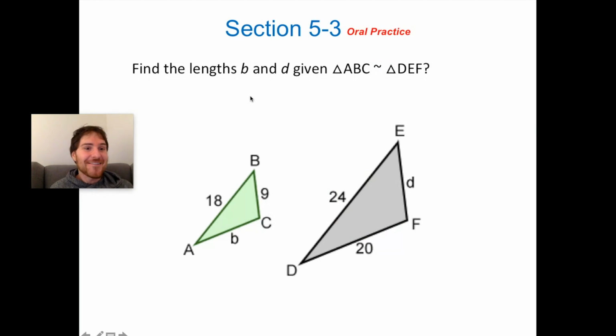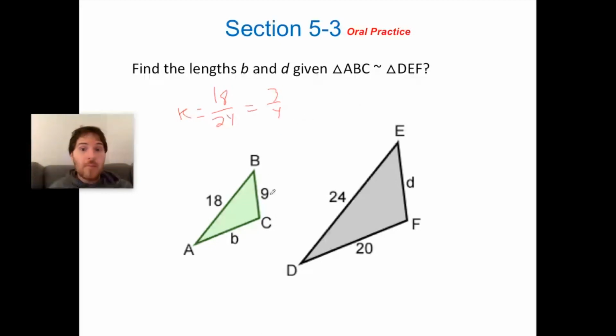What about this one here? I had a shout out in class. Somebody wake up and tell me this. Find the lengths B and D given triangle ABC is similar to triangle DEF, okay? Well, maybe we'll figure out the scale factor first. The scale factor of this would be 18/24, so K equals 18 over 24. That's going to simplify, right? Those are both divisible by 6. So this is going to be 3 over 4. So we're in a 3 to 4 ratio here.